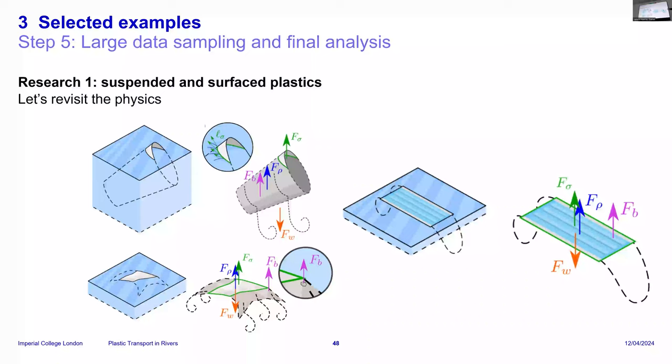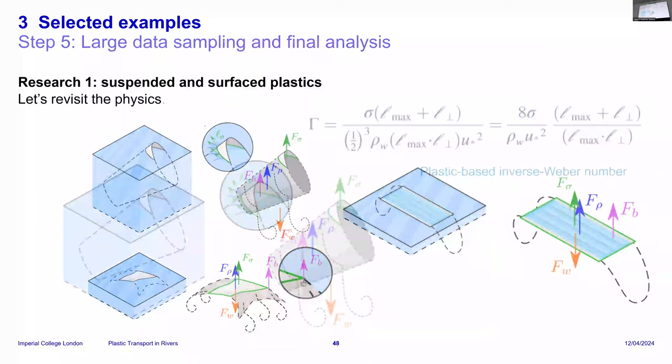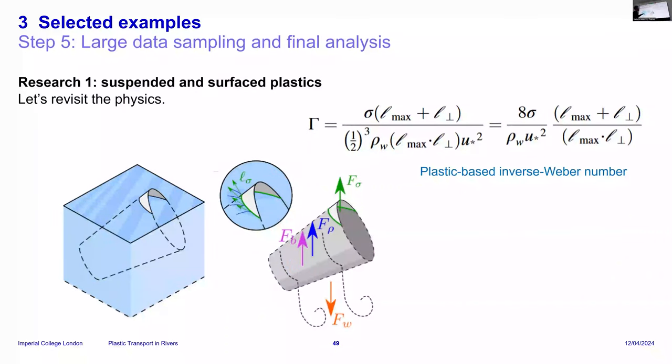So when you look at all these forces, we revisit the physics again, and I must confess we did it only after we saw the results. You can come to something which is equivalent to a Weber number. This is set up for plastics. If you have worked with bubbles or other multiphase flows, a Weber number is quite well known. There can be a Bond, a Morton, a Weber number. This expresses the ratio of forces between, in this case, turbulence and surface tension. If this is very big, surface tension is very important. If this is very small, surface tension is negligible.